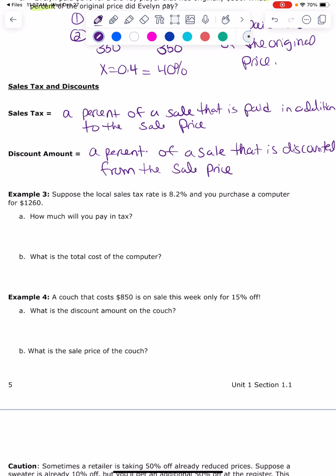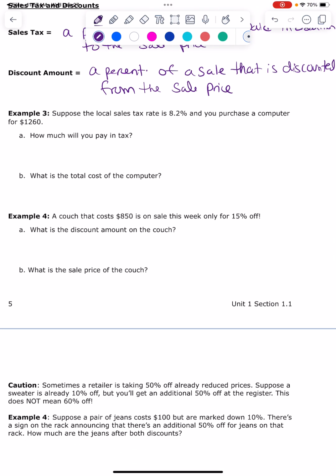Example 3, suppose the local sales tax rate is 8.2% and you purchase a computer for $1,260. How much are you paying in tax? So you take the price and you multiply it by the sales tax rate, but as a decimal, and that'll give you how much tax you owe. And that gets added on to the sales price.